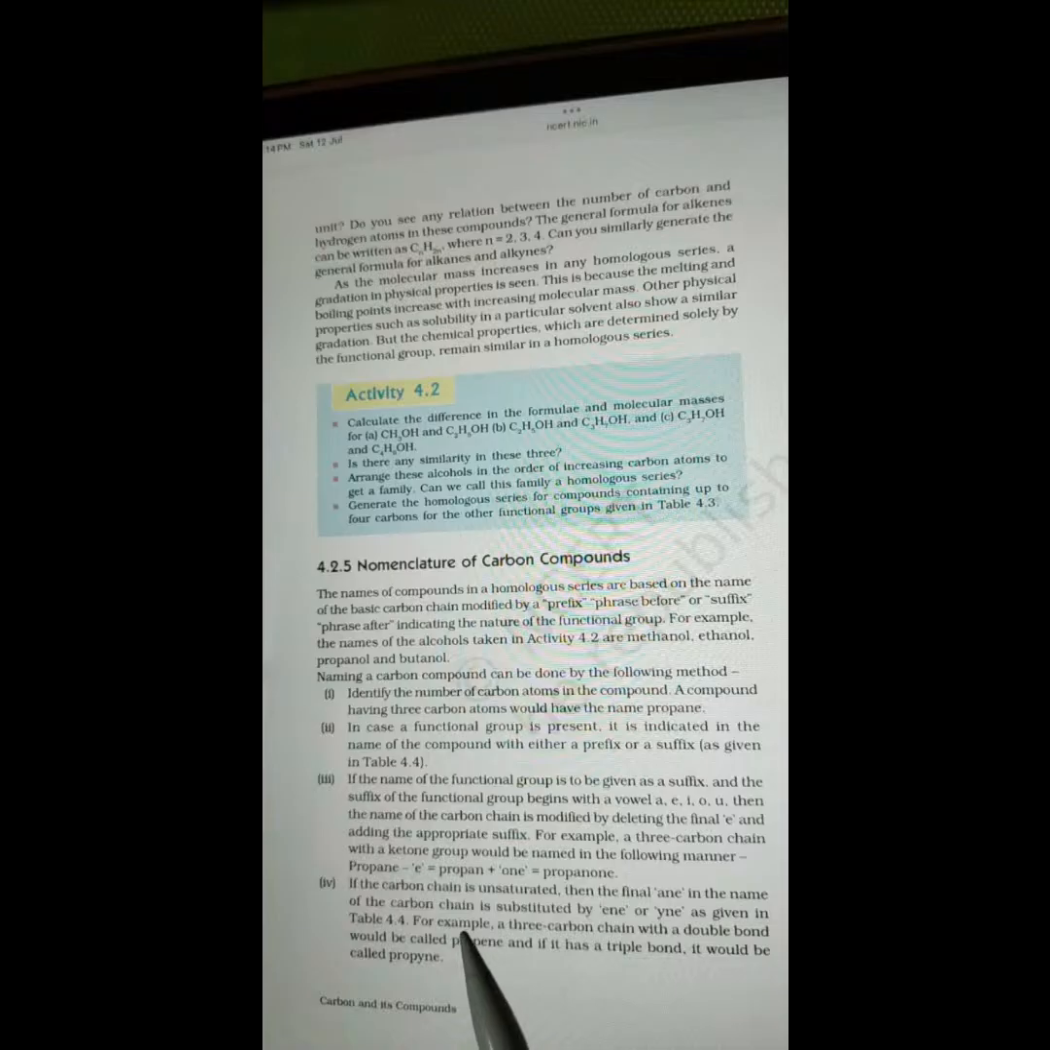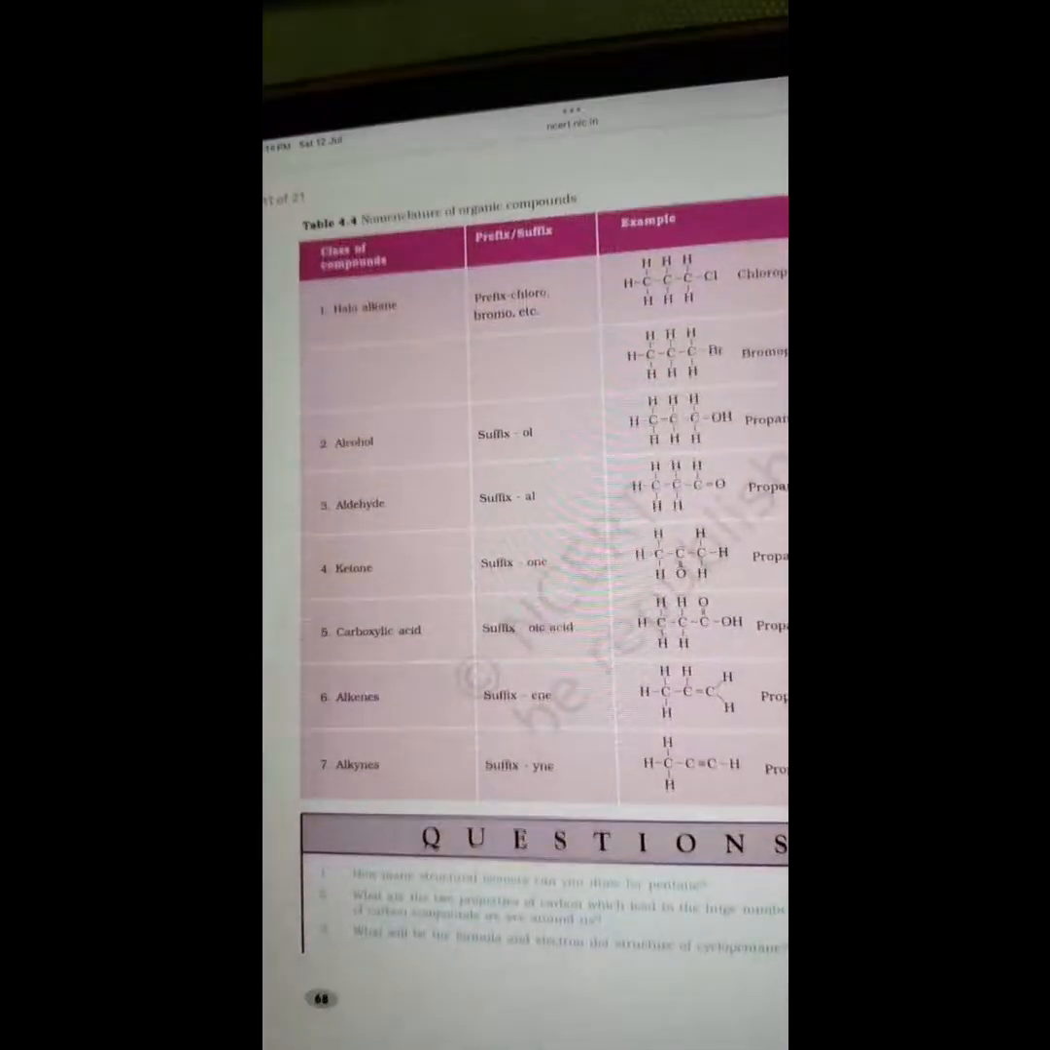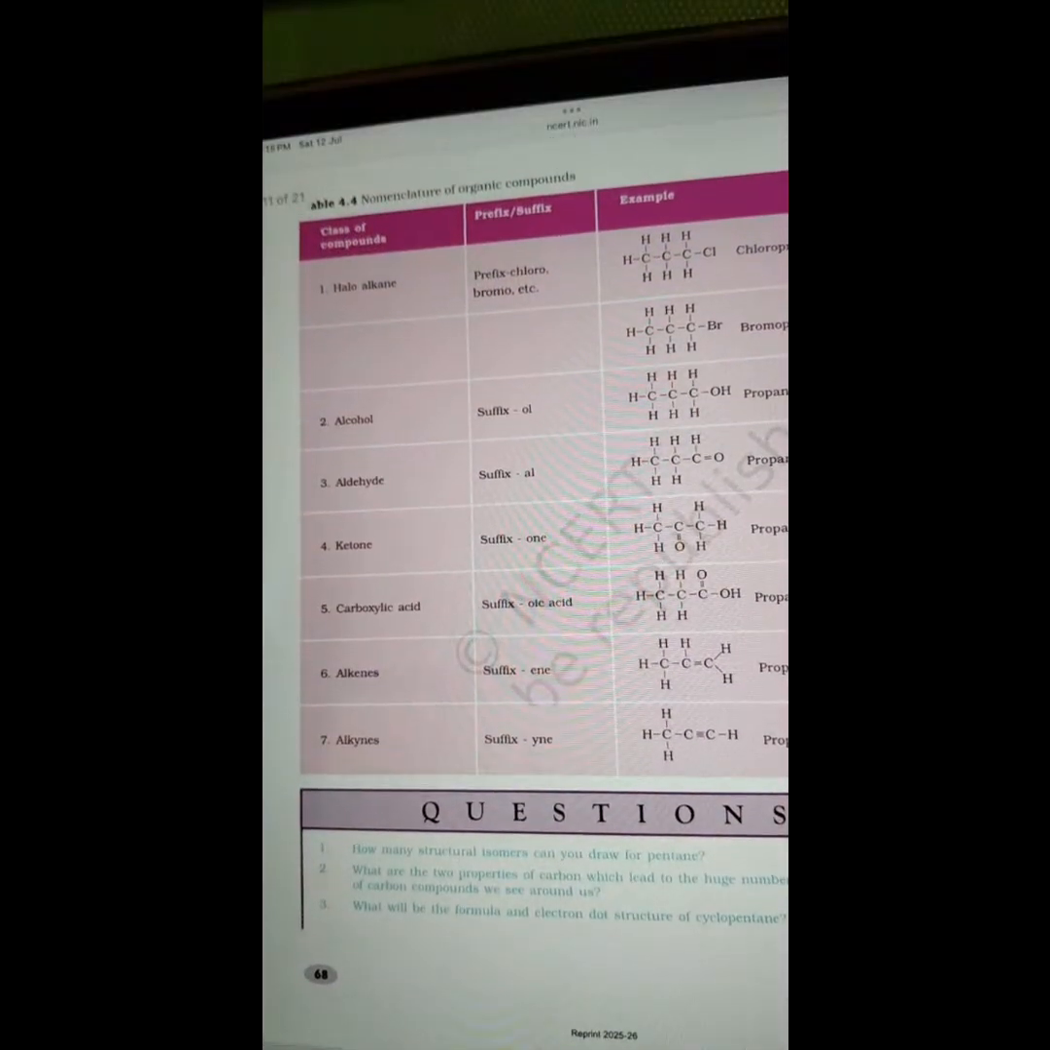If the carbon chain is unsaturated, then the final ane in the name of the carbon chain is substituted by ene or yne. Unsaturated means either a double bond or a triple bond. So a double bond and a triple bond are present in alkene and alkyne. For example, a 3 carbon chain with a double bond would be called propene, and the one which has a triple bond will be named propyne. You need to speak well and you need to write well.